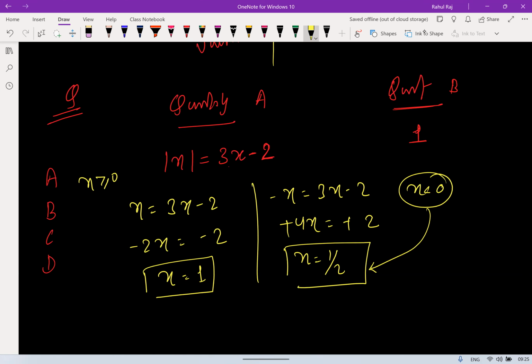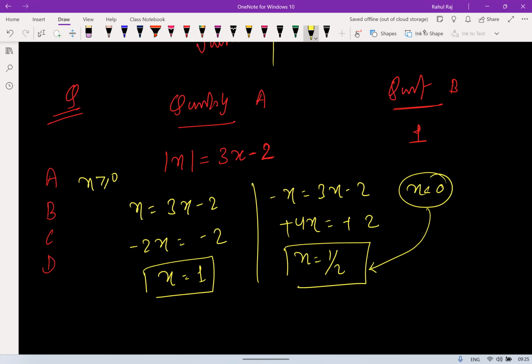All you have to do, Alexa, is that when you've got 1, put this back into the equation. See if it is satisfying, yes or no. When I put x, mod of 1 is 1. 3 into 1 minus 2, 3 minus 2 is 1, right? So LHS is equal to RHS. So x is equal to 1 is a valid solution. Then what do we do with this other solution? We'll check that. So this is invalid. Is this 100% clear?